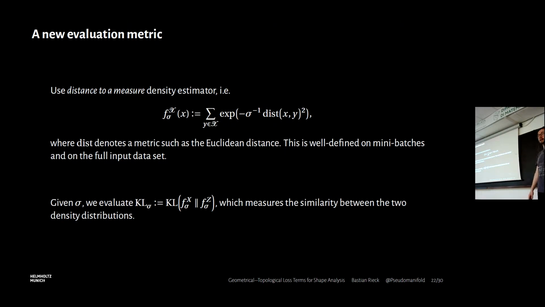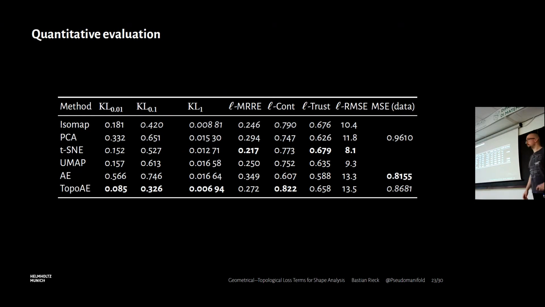But let's look at a quantitative evaluation metric also briefly. So we use a distance to measure density estimator from Chazal's work, for instance, and we essentially just check whether we can match the density of our input data to the density of the reconstruction. And yeah, I don't want to bore you too much with these numbers, but what you can see here is that this topological autoencoder is actually very, very good in preserving the density. It also fares quite well in other dimensionality reduction measures.